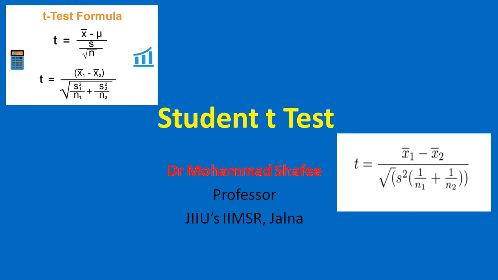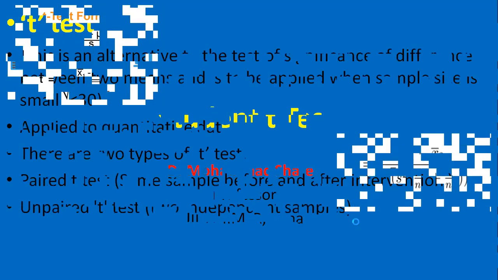So it is the same as the z-test. Z-test is applied when the sample size is more than 30. T-test is applied when the sample size is less than 30. This is again for quantitative data, because we can see there is a mean. Mean is calculated in the case of quantitative data, and it should have a normal distribution.